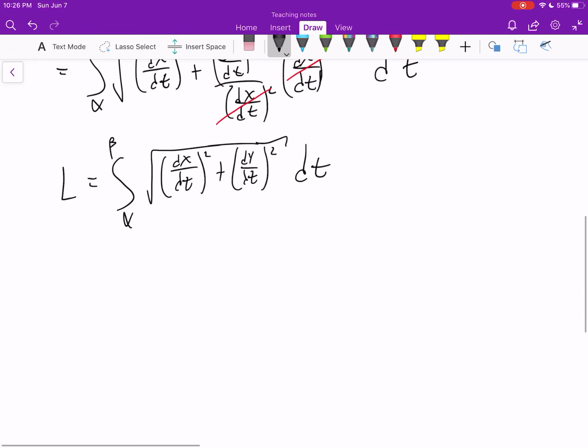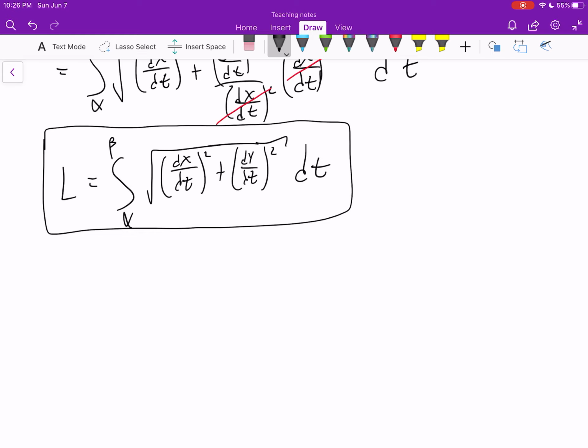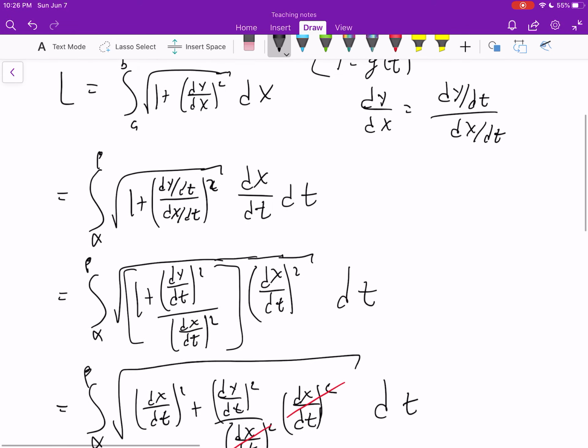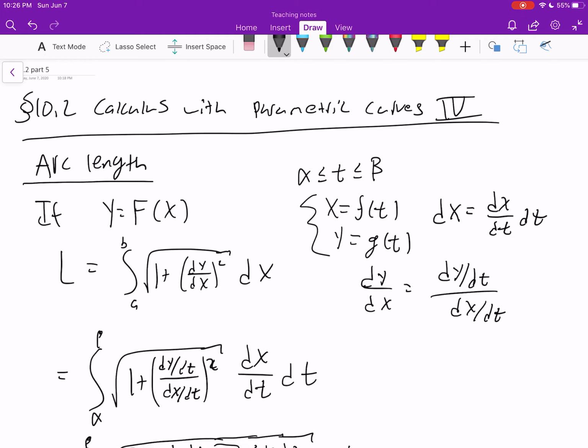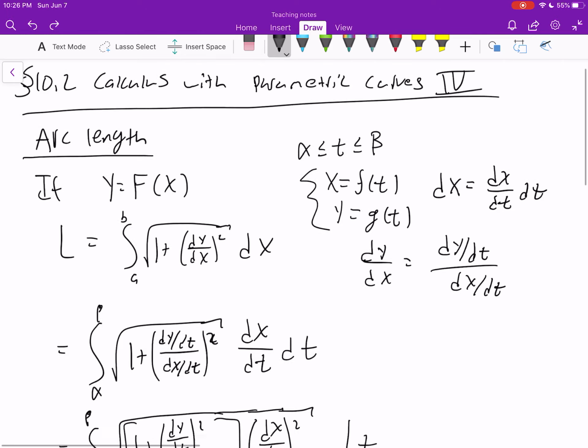And so this gives me the length of a curve. So let's delve into this. We're going to get to a point where it's probably a little more theoretical than you'd like, but it's still good to talk about. This is for if I can write this thing as y is a function of x, and I have a parametric description of this.